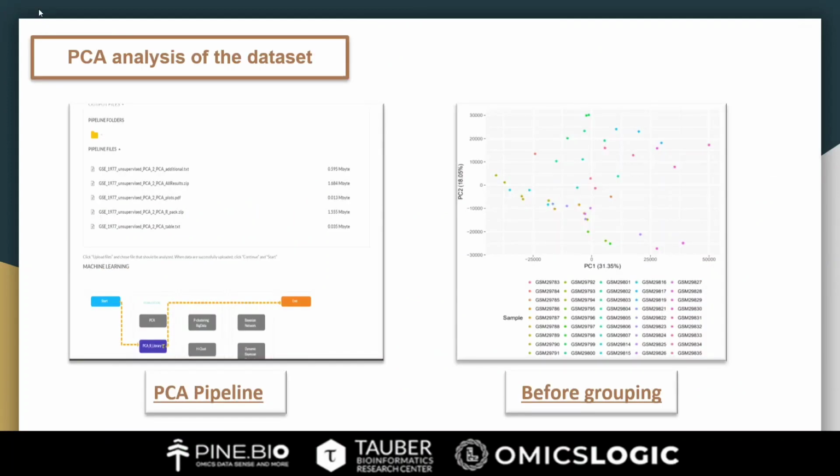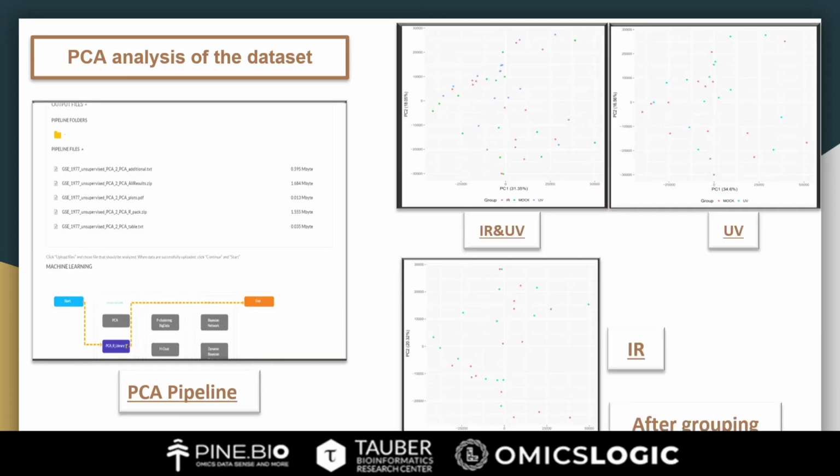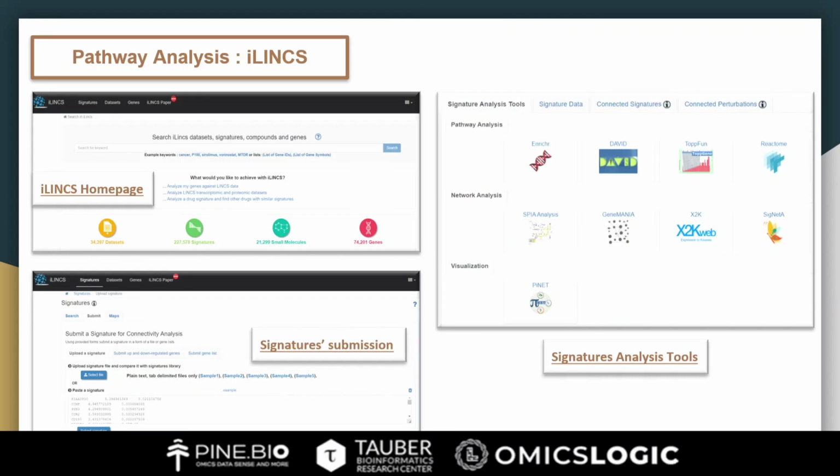Here PCA results are shown before grouping was done. It was done to get an idea about the distribution of the samples expression before grouping as well. After grouping, three PCAs were run. They were mock versus IR and UV, mock versus UV, and mock versus IR. In both the PCs, nothing much of significance was found. The samples were forming a scattered carpet of plot. Thus, coming to a conclusion was difficult. So we move to the pathway analysis.